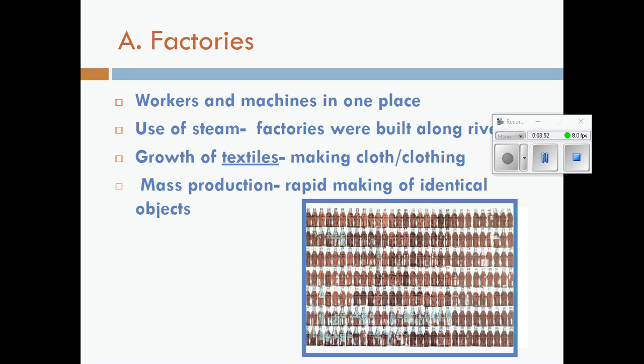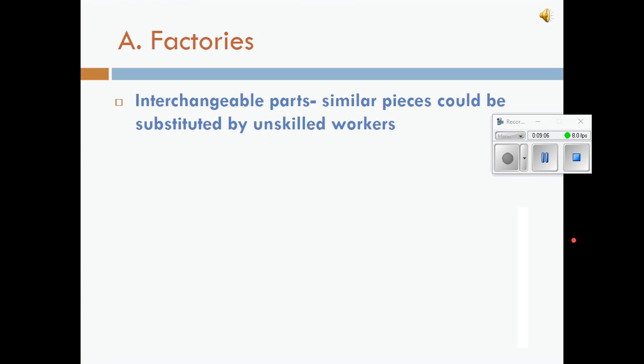So with mass production and the rapid making of it, rather than one at a time, a lot of these businesses are going to be profitable, even if they make only one thing, as long as they make it well and make a lot of it. Then that's going to be their business.